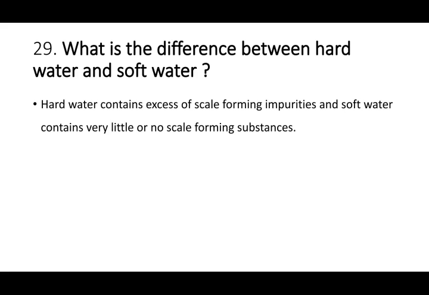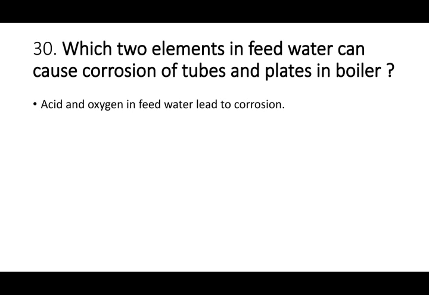Next question. What is the difference between hard and soft water? Answer is hard water contains excess of scale forming impurities and soft water contains very little or no scale forming substances. Next question. Which two elements in feed water can cause corrosion of tubes and plates in a boiler? Okay, corrosion is a very predominant phenomenon found in a boiler and that we have to avoid. And two main elements are responsible for it, that is acid and oxygen.